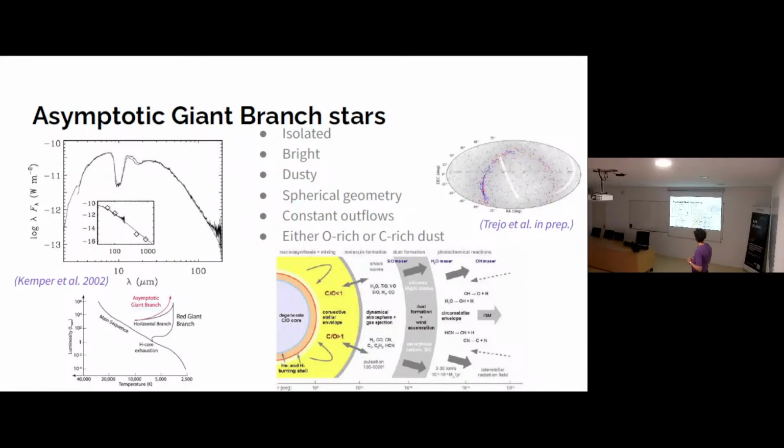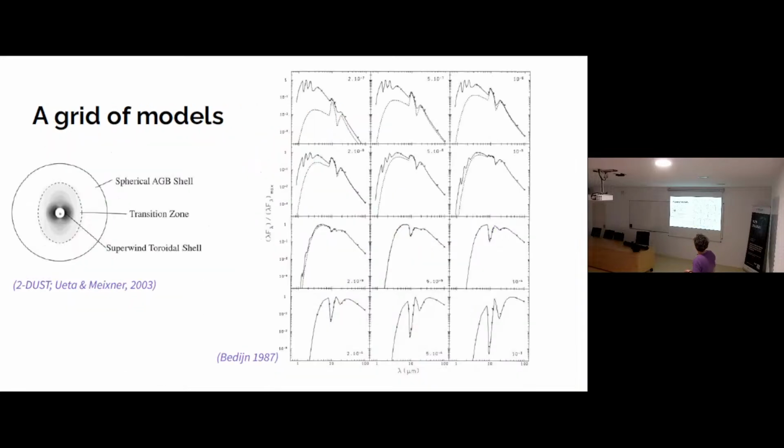And I already talked about this. This diagram shows a spectral energy distribution of a particularly dusty AGB star. You see here these features at 10 and at 20 micron, that are the silicate features that are actually seen in absorption because it's very dusty. This diagram shows the distribution of AGB stars in the Milky Way, and you can see they're all over the sky, so this demonstrates this isolated part.